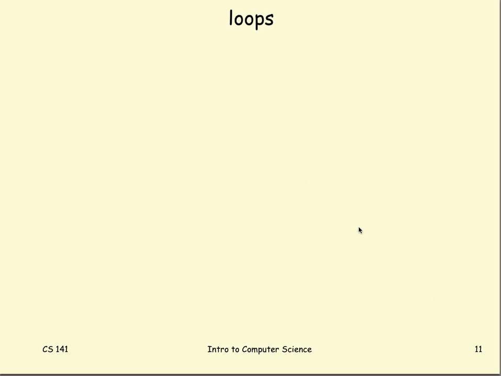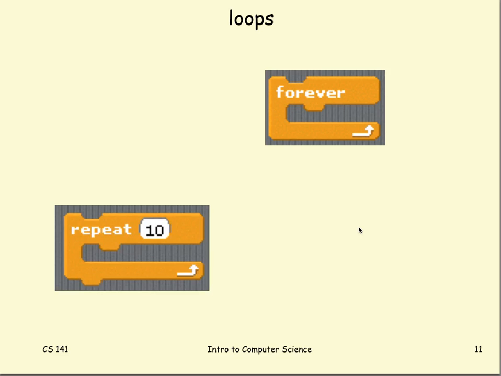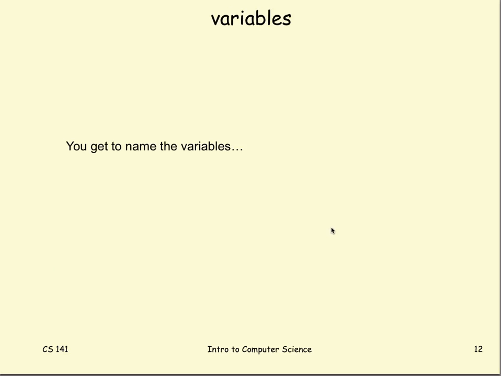Loops. Sometimes you want to do things over and over again. There are two ways to do loops in Scratch. One, you can loop forever. This is usually a bad idea, but you can occasionally make it work. Or you can do something some finite number of times, so you can repeat something 10 times. And here you can put in as many of those little blocks as you want to.